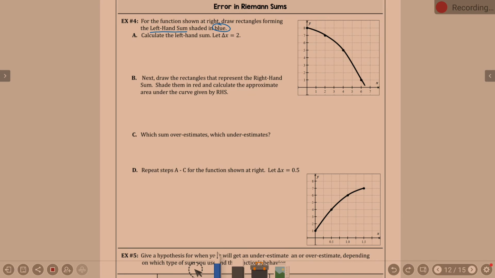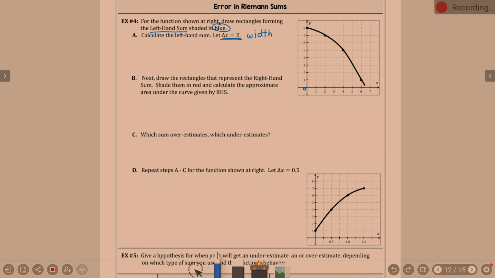And it says that what? Delta x is 2. What does delta x represent again? 2. But what is it? Oh, the distance. Okay. It is the width. So we're going to draw rectangles in that have a width of 2. So that means my first rectangle is going to go from 0 to 2, if that makes sense, right?